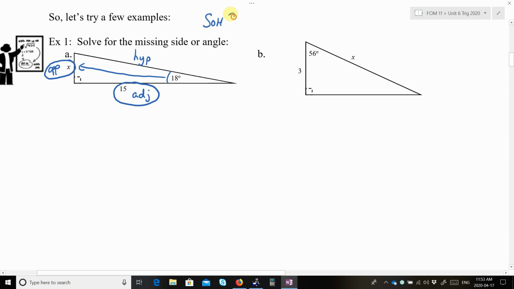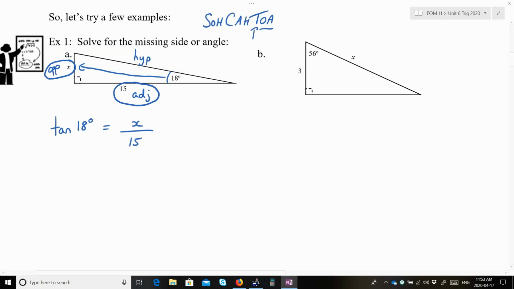And if we were to write down SOHCAHTOA again, we say which ratio deals with opposite and adjacent? The OA. Hey, that comes from tan. So it's the tan of angle 18 degrees is equal to the opposite side x divided by the adjacent side 15. So you set up your equation like that, and once you have that, you solve for x.